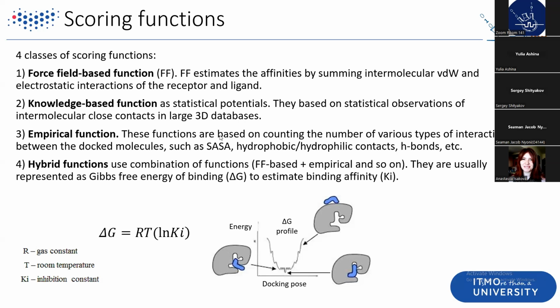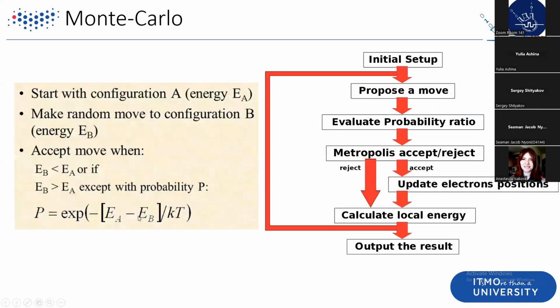Okay, and by using the hybrid function, or if you are using the force field functions, it's also possible, like in Autodock, to provide the physical representation of the molecules like this. You have Gibbs free energy, gas constant and room temperature, and the inhibition constant. And from this equation, you can actually calculate the inhibition constant. This is also very close to the probability.